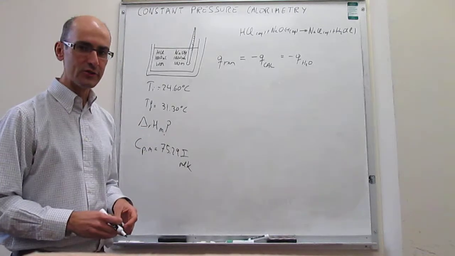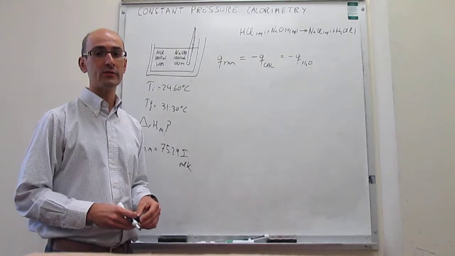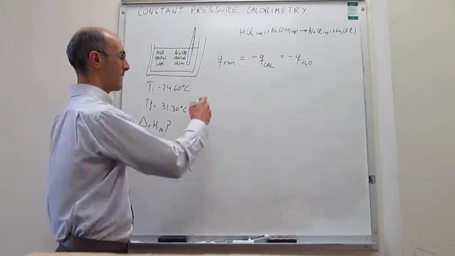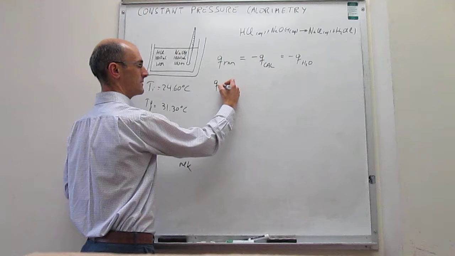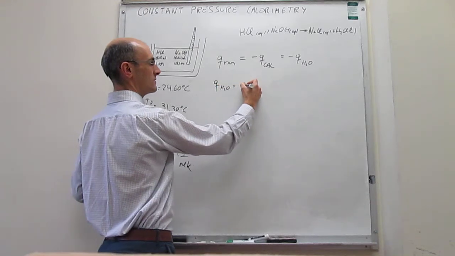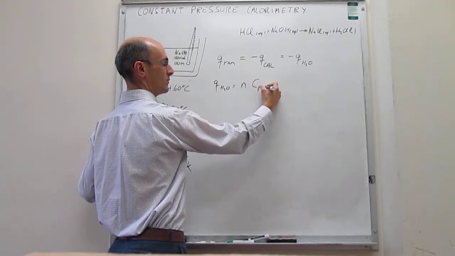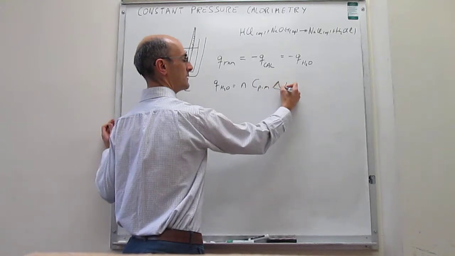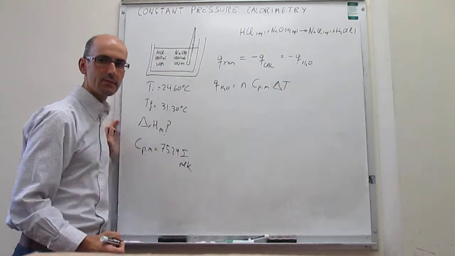Right, so let's start first with the amount of energy as heat absorbed by the water. Because this is a heating process, the equation you need to use is just the number of moles times the molar heat capacity of the water times the change in temperature.